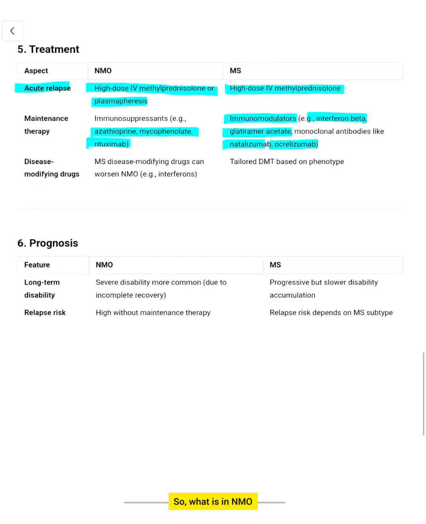So in NMO, if you use these disease modifying agents, which we specifically use for multiple sclerosis, it can worsen the NMO, right? For example, interferons, if you use in neuromyelitis optica, it will worsen the disease, right?